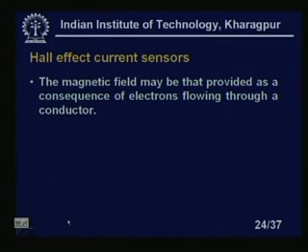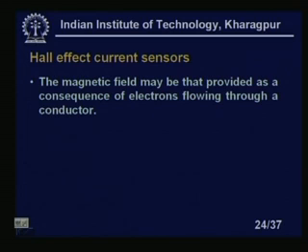Hall effect current sensors: the magnetic field may be that provided as a consequence of electrons flowing through a conductor. As I told you earlier, the Hall voltage is actually developed due to the flow of electrons in the conductor, the metal or the semiconductor. Some people say that the current flowing through metal is due to electron flow, which was first established by Edwin Hall.